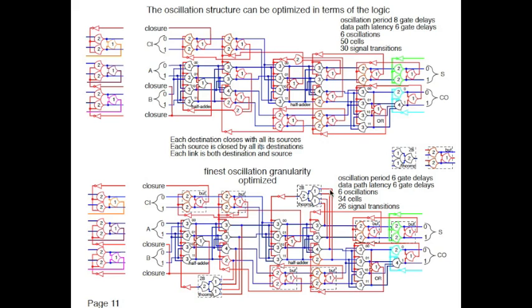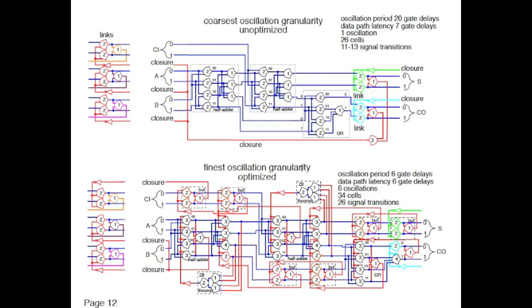The result of the substitutions is that we've reduced the circuit from 50 cells to 34 cells, and we've also reduced the oscillation period. If you notice, the oscillation period up here is 1, 2, 3, 4 cells, so its period is 8 cells. And the same oscillation down here is 1, 2, 3 cells, so its period is 6 cells.